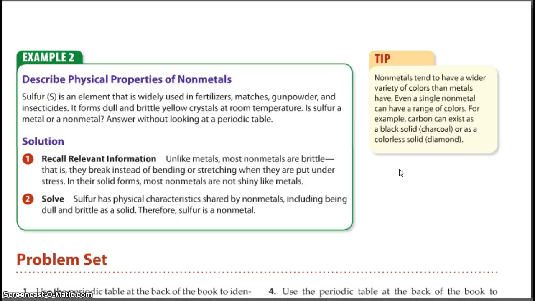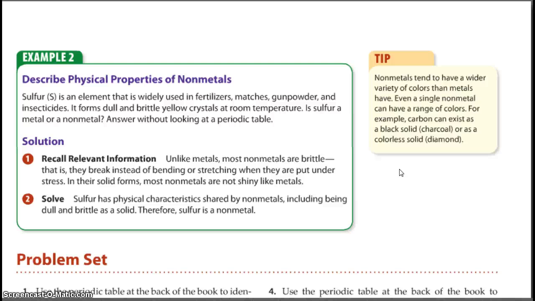Describe the physical properties of nonmetals. Sulfur, capital S, is an element that is widely used in fertilizers, matches. Okay, so when you light a match, that smell, that's sulfur. Or they say the smell of rotten eggs, sulfur. Gunpowder and insecticides. It forms dull and brittle yellow crystals at room temperature. Is sulfur a metal or nonmetal? Answer without looking at the periodic table.